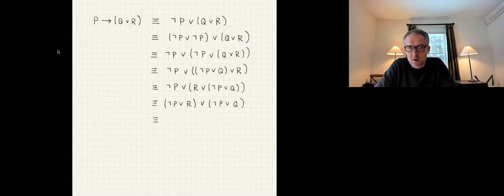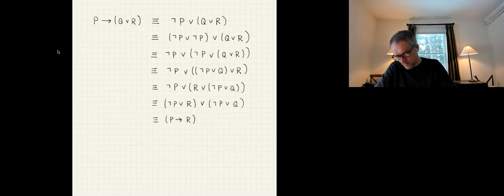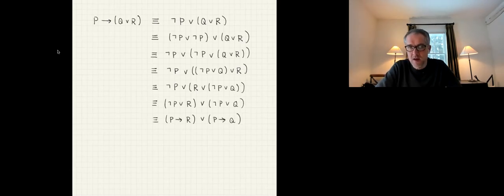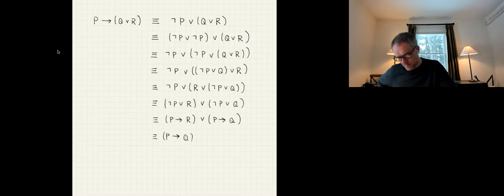Okay, now in one go on this next line, I'm going to do material conditional twice. So remembering that not P or R is equivalent to if P then R, and not P or Q is equivalent to if P then Q. So I've done really two steps here, of replacing subformulas with logically equivalent subformulas. Okay, now one last step of commutativity of or. If P then Q, P then R.